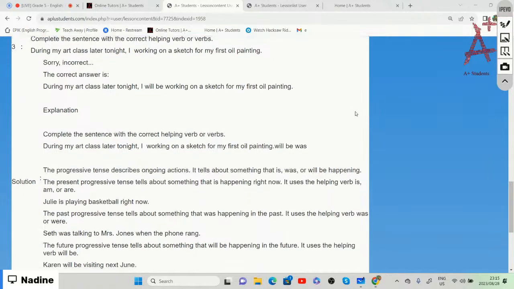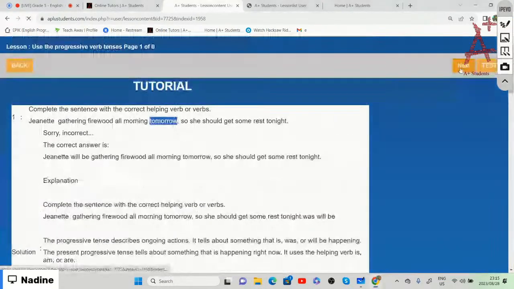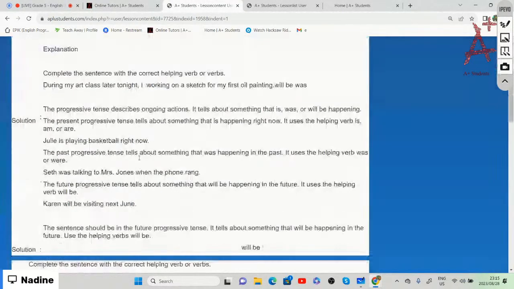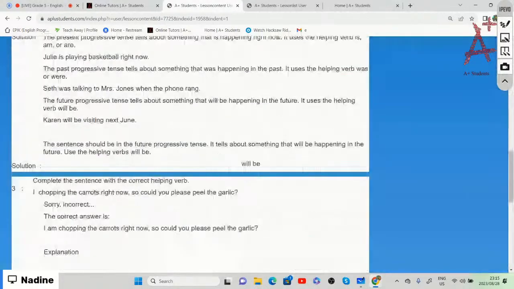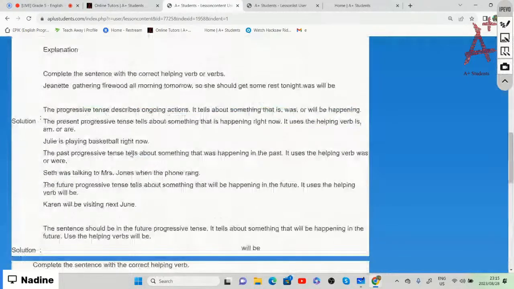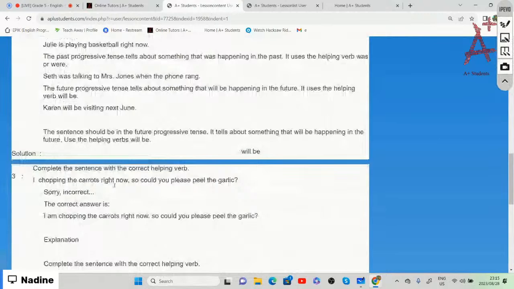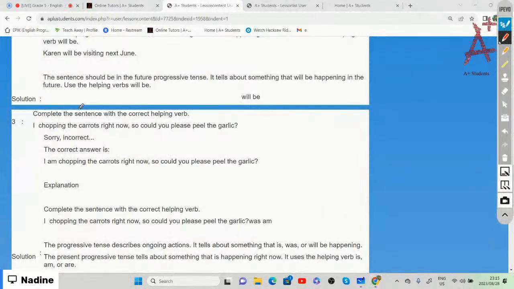All right, let's go next. So we already did the Jeanette gathering firewood. Let's go to the last one. We need to choose the correct tense over here.